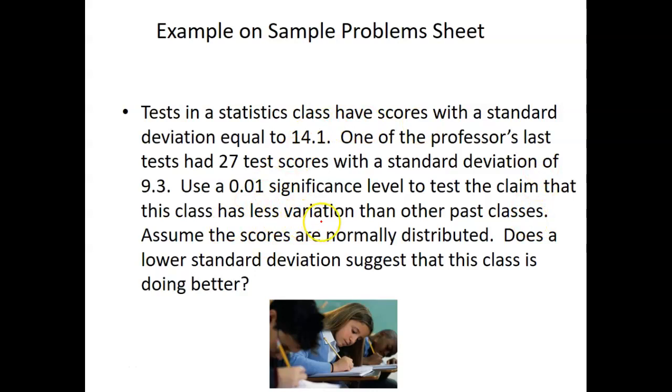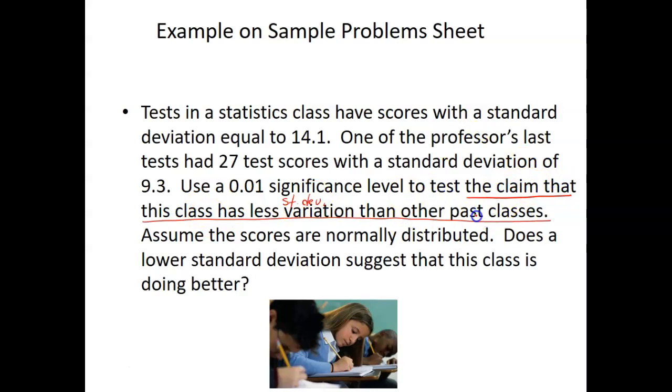Okay, so a couple things going on here. The claim is that this class has less variation than other past classes. So less variation. If you remember, we have different measures of variation. Range is a measure of variation. Standard deviation and variance are measures of variation. Since we are talking here about standard deviation, we're going to use the measure of standard deviation when we talk about their claim. So the claim is that the class has less standard deviation than other past classes.